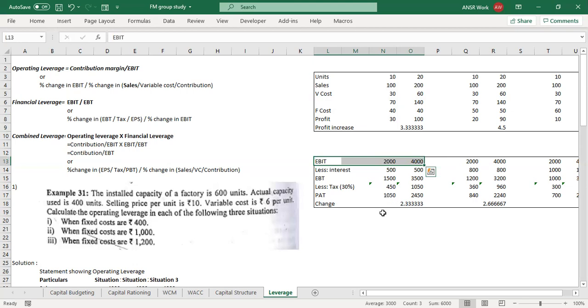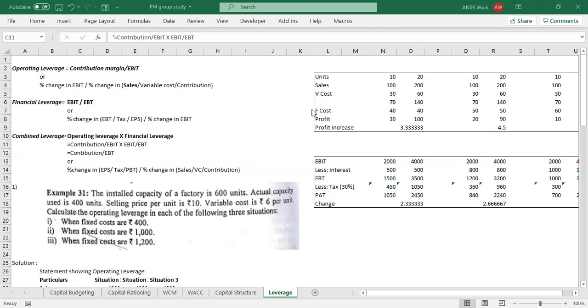Now that we have discussed these two, one more leverage is called combined leverage, which takes the effect of both these things. You can just simply calculate it by multiplying both the formulas. One formula was contribution divided by EBIT, another was EBIT divided by EBT. Actually, EBIT gets cancelled and the final formula that remains is contribution divided by EBT.